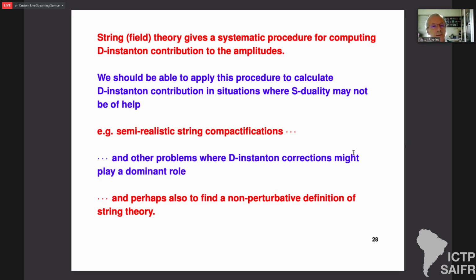Rasi, can you hear? Oh, me, sorry. So I have a simple question. Why are D-instantons enough to compute the non-perturbative contribution to the 4-point amplitude? Is there a supersymmetric explanation?